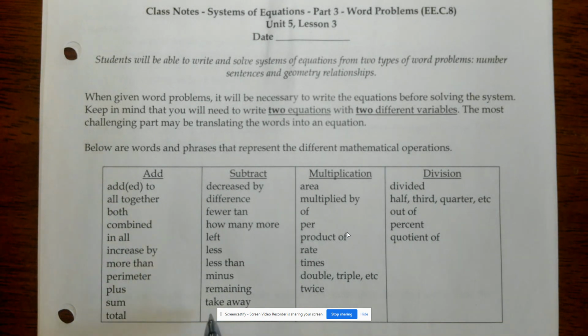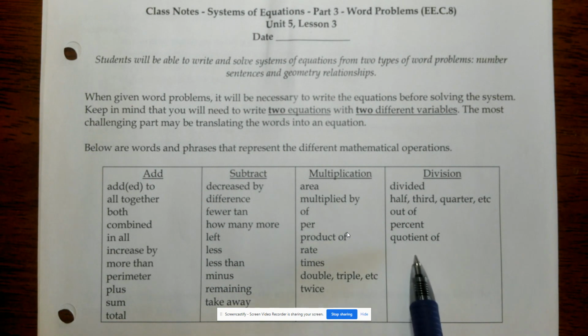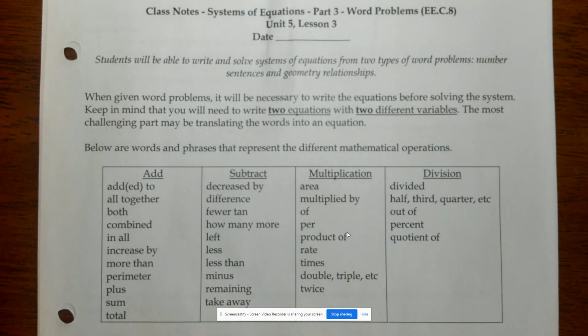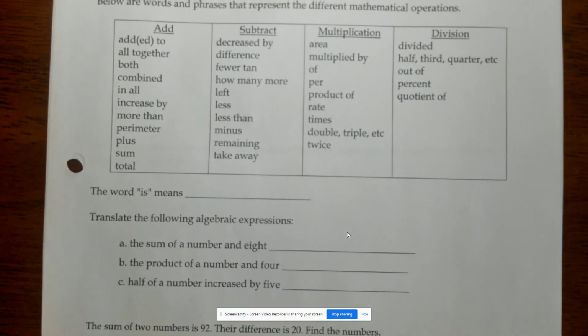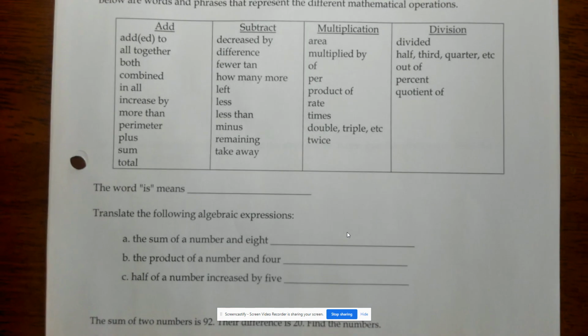Subtract: things like take away, less, left, how many more? Multiplication: times, rate, doubling, tripling. Division: out of, quotient of, or taking half, third, or quarter. So you can always refer back to this table as you're working on this lesson. There are certain things that are not 100% of the time.